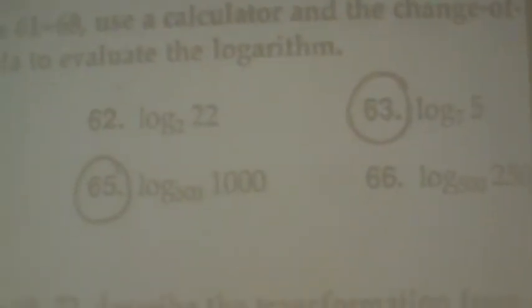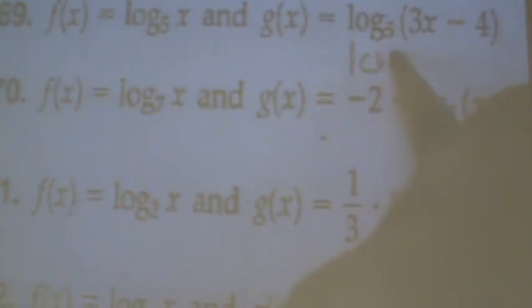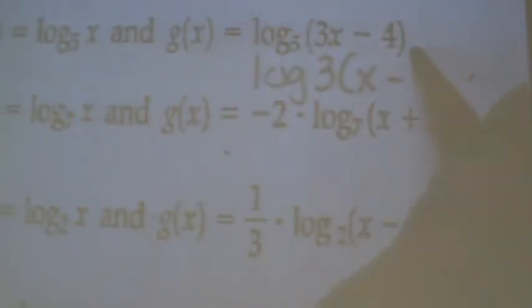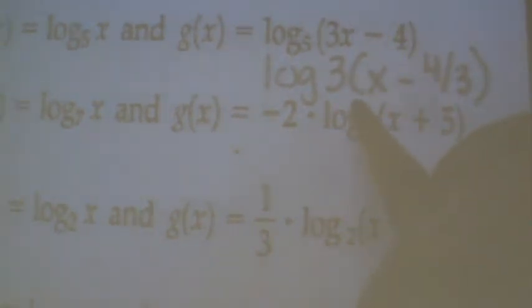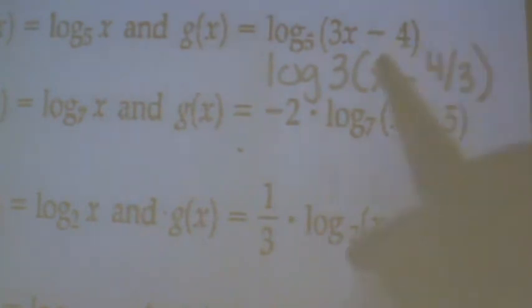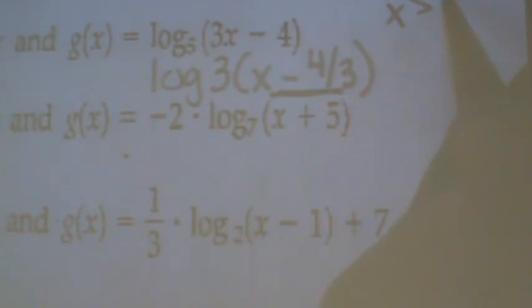And ladies and gentlemen, 69. Can you tell me the transformations from this to this? Let's see how smart we are. What do you do with this 3? You gotta take it out. Take that 3 out, and you're left with x minus what? 4/3. So what is your transformation? Is it a vertical or a horizontal? Is it a stretch or a compression by 1/3 or 3? It's a horizontal compression by 1/3. And this is going to tell you it's 4/3 units to the right. Now, your domain depends on this piece right here. Your domain is going to be x greater than 4/3, and your range is going to be all real numbers.